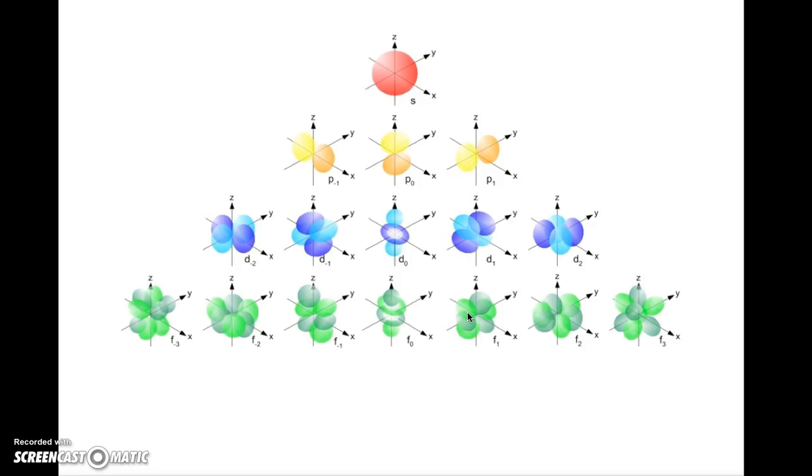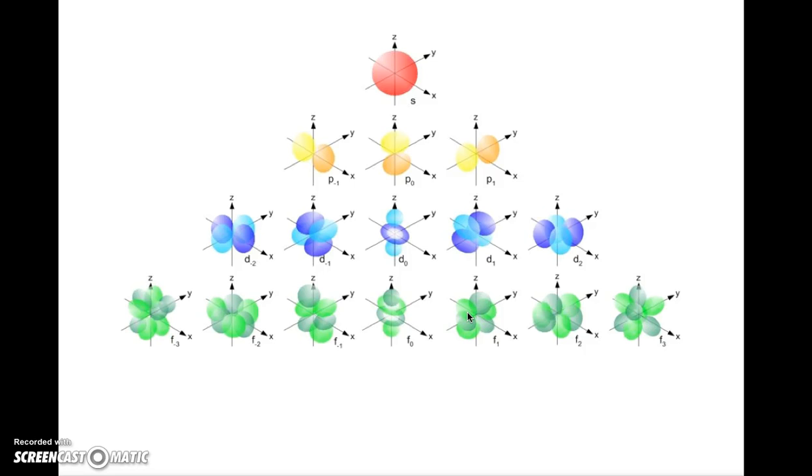Now, why does the P have 3 different shapes? There are 3 distinct yellow shapes on your screen because within the P sublevel, that P orbital, there are actually 3 locations where electrons tend to reside. They're all at equal energies, so we call those degenerate orbitals.